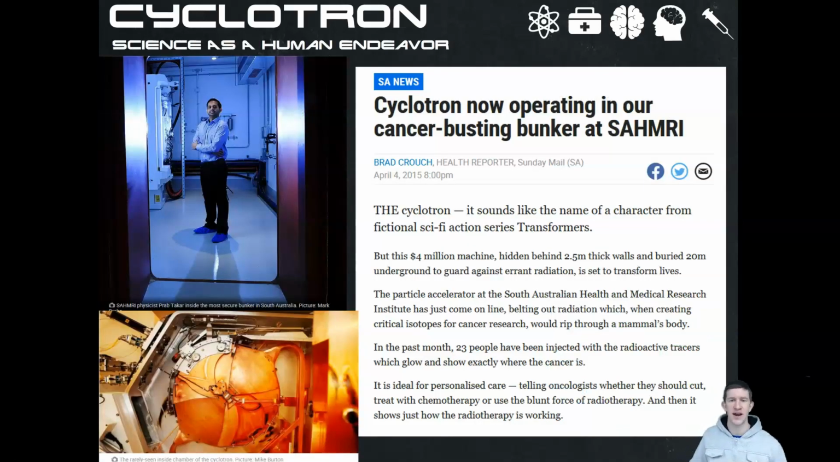This is a great segue and a great example of a Science as a Human Endeavour topic. So this was a snippet from the Sunday Mail about the cyclotron, and they're talking about the benefits of it and things like that. There's some interesting things about limitations, such as that it's a $4 million machine. It's got 2.5 meter thick walls and it's buried 20 meters underground. So it's a really interesting topic to talk about. It talks about how it's done, the application, such as 23 people have been injected with radio tracers, ideal for personalized care, etc. So it's a really good application of physics and how it's changing society.